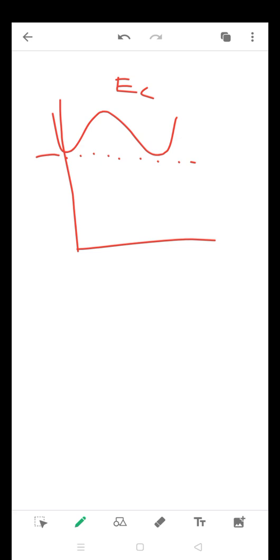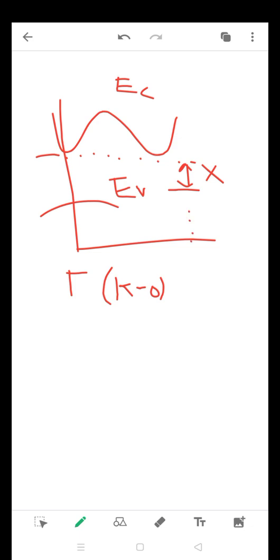Now, if we draw the band diagram, this is the conduction band, and below this we can draw the valence band, EV. This region is called the X region, whereas this region is called the gamma region. Both of them are in fact k is equal to 0 regions. This is also k is equal to 0, and this is also k is equal to 0. So k is equal to 0 is noted by two regions: one is the gamma, one is the X region.